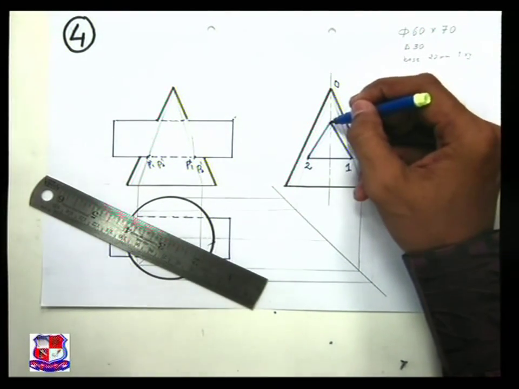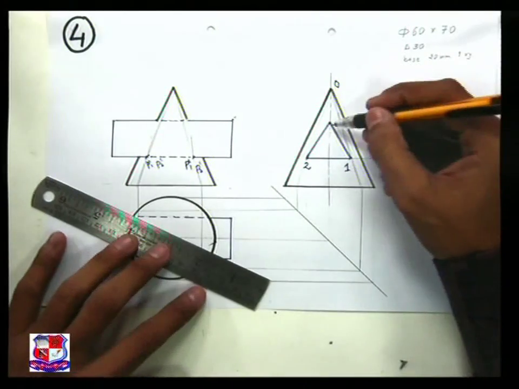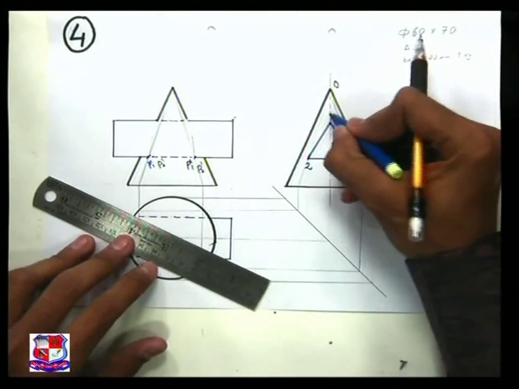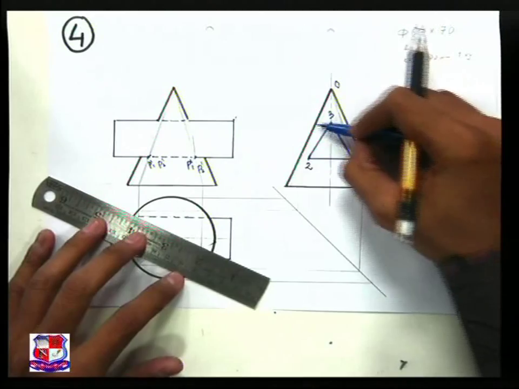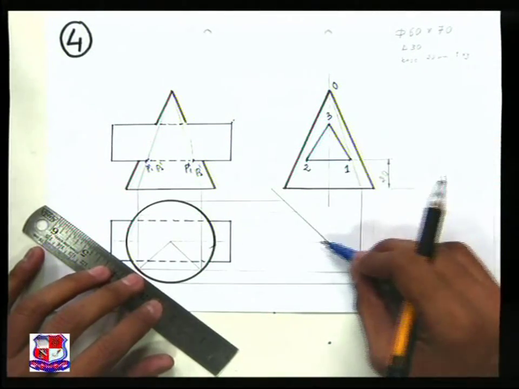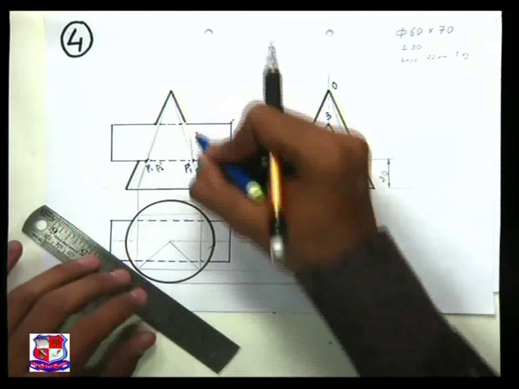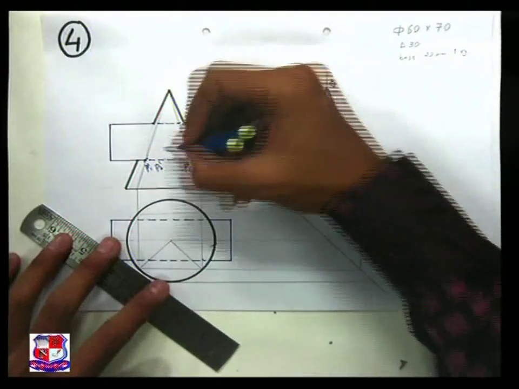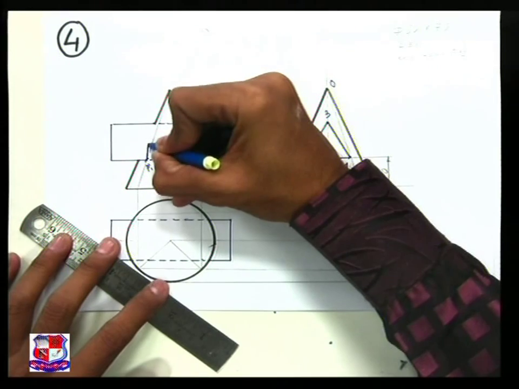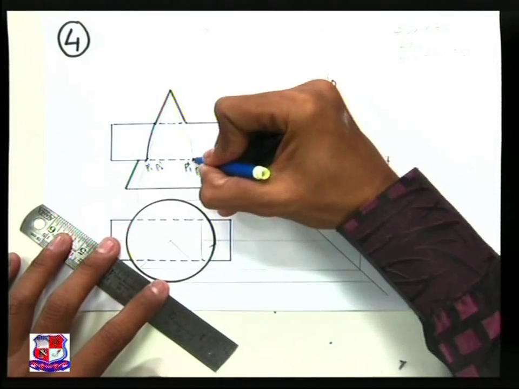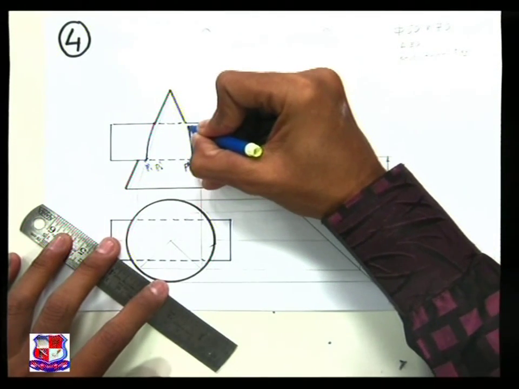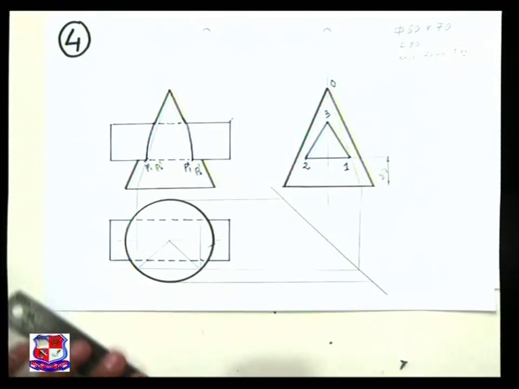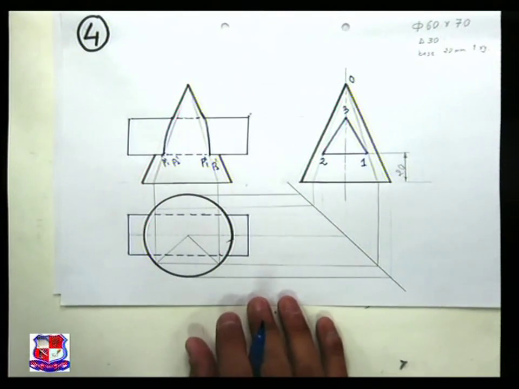What about this generator? Say this is point number 3. From 3 draw a horizontal line to this generator, and here point number P3 would be there. Now join these points with a smooth curve. It would appear like this, and on this side it would appear like this. So this is the curve of intersection in front view.